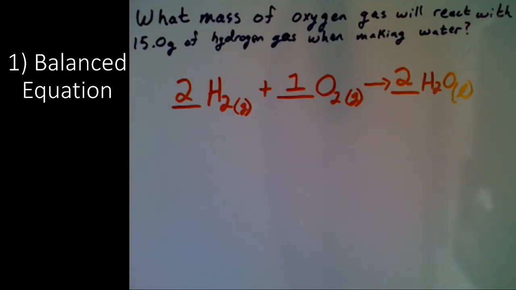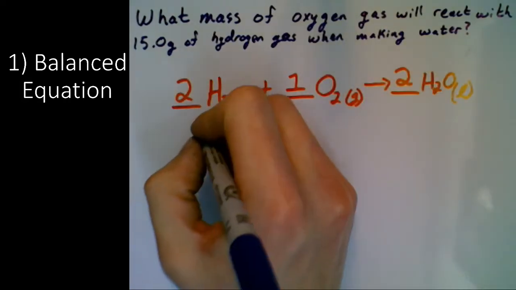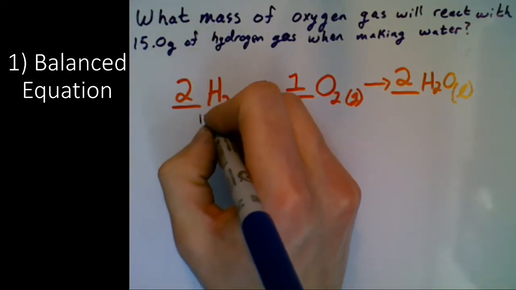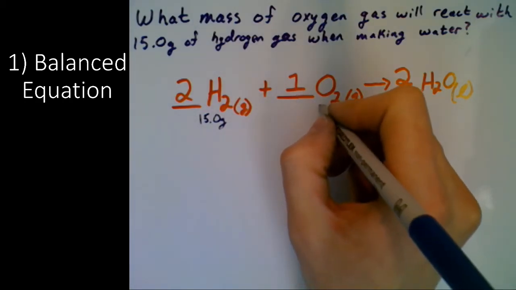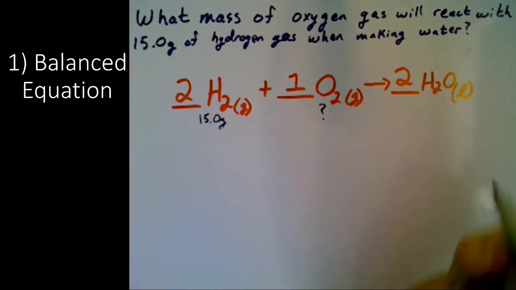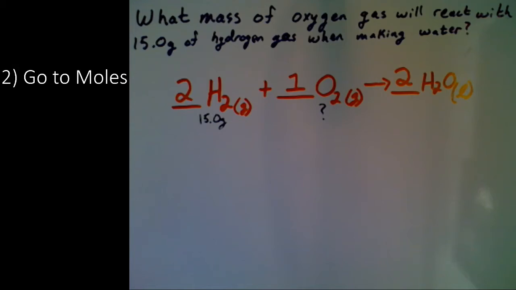Step 1 is done, but what I also like to do is give myself a little bit of extra information here. I like to sort out what I know in my equation, and I know that I have 15.0 grams of hydrogen gas, and I also am trying to find how much oxygen gas is going to react. So that is step number 1: write a balanced equation. Let's go on to step number 2.